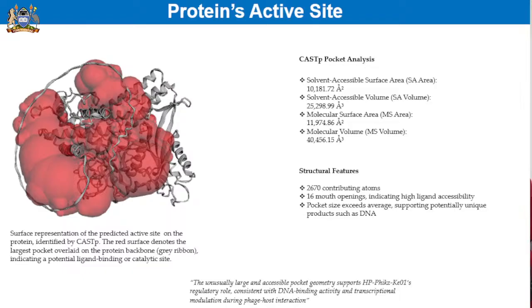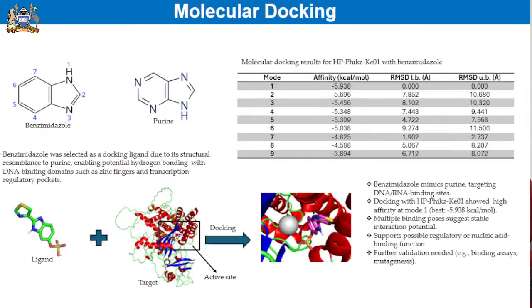Let's continue. We must now find the protein's active site, and we use a tool called CASTp, the Computed Atlas of Surface Topography of proteins. This will give us the place where we will dock our ligand of interest. Because we have the hypothesis that this protein could be a DNA-binding protein, we can use a ligand that resembles the DNA purines and pyrimidines. So CASTp will give us the active site. Let's continue, and now we do the molecular docking.